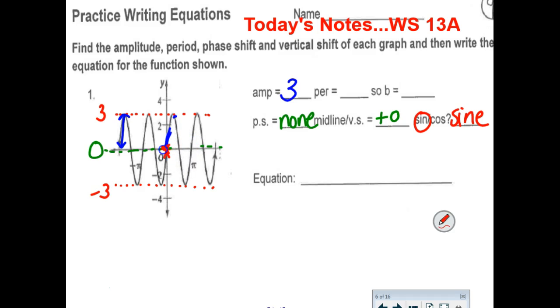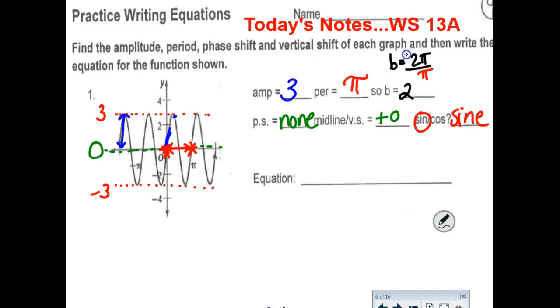So the sine cycle starts here and ends right there. So how long did that take? 1 pi, very good. So you're going to write down the period is pi. Unfortunately, that doesn't help me write my equation. So now I'm going to use my new equation for b. B is found by taking 2 pi and dividing by the period that you just found. So what is the value of b? 2.